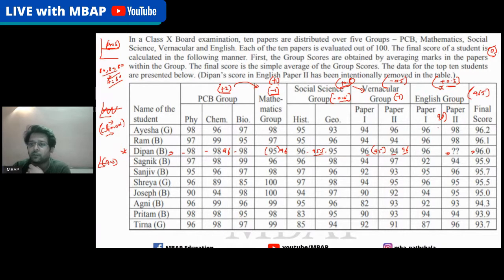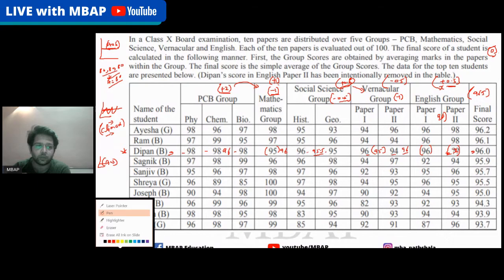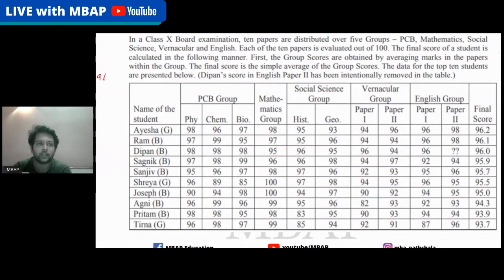Now 96.5 is being taken out from two values, 96 and the second value I do not know. The answer will be out in just 1 or 2 seconds. One is on 96, second value I do not know, but you want the average to be 96.5. Do you see the first value is 0.5 less than the average? To nullify this minus 0.5, the next value will be 0.5 more than the average. 0.5 more than 96.5, the answer will be 97. And hence, Deepan scored 97 in paper number 2 of English. Is this clear to all of you?